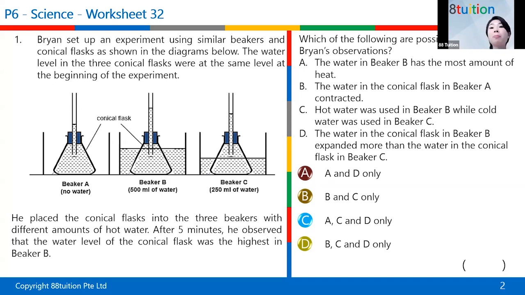Heat, there are many small topics in heat, right? Conduction of heat, transfer of heat, effects of heat, expansion, contraction. So what specifically are we looking at, Lillian? Expansion and contraction. Very good. So expansion and contraction is one of the effects of heat. So guys, if you look at the question here, we have beakers and conical flasks, and the water level in the conical flask are the same at the beginning. Okay, so this is the water level in the conical flask.